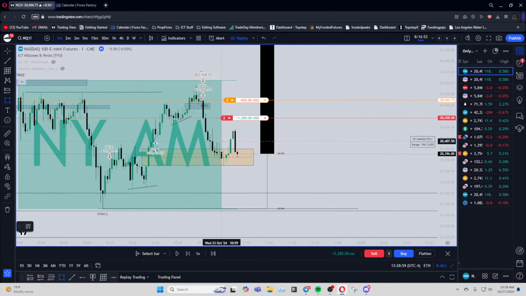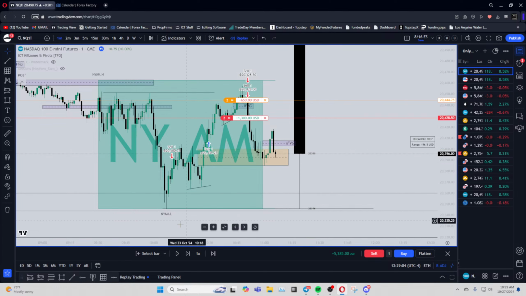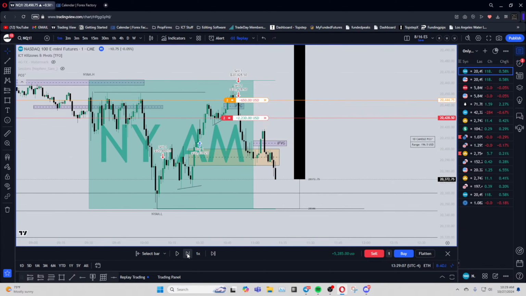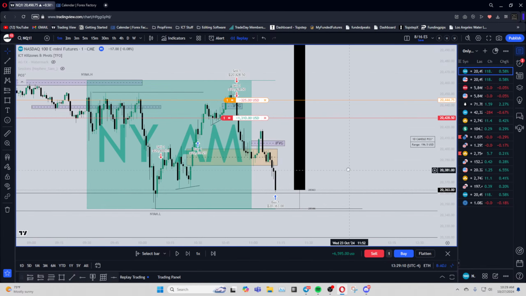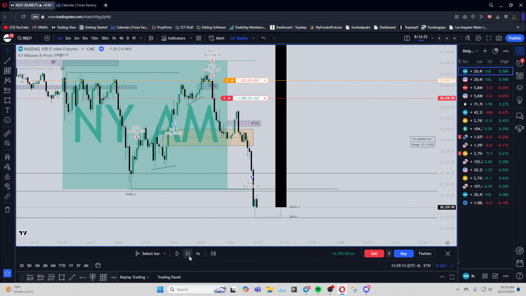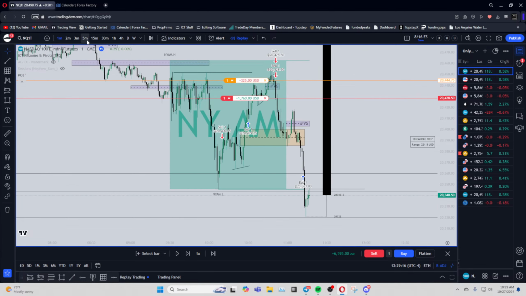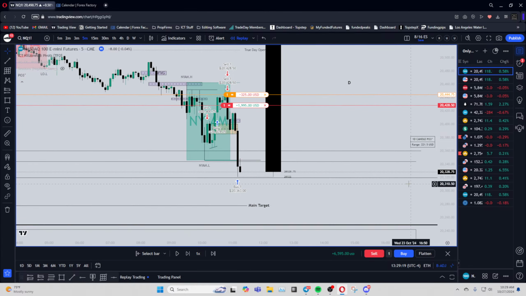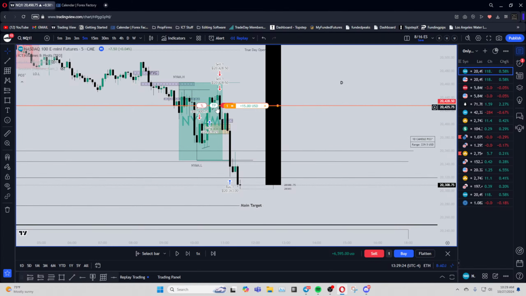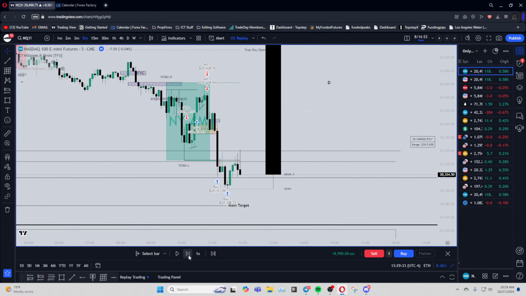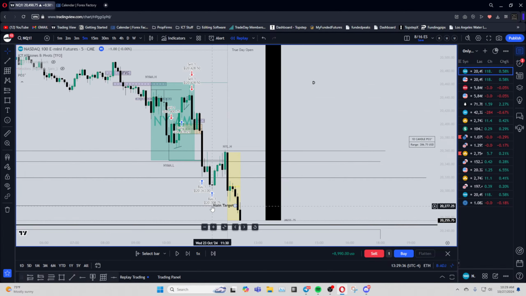Okay, continued development right here. All right, let's partial off one right there. Looks like we could go on the higher time frame now. Go break even now that we partialed. Oh, I think I accidentally tapped it right there. But we do actually trade through our main target later into the day.